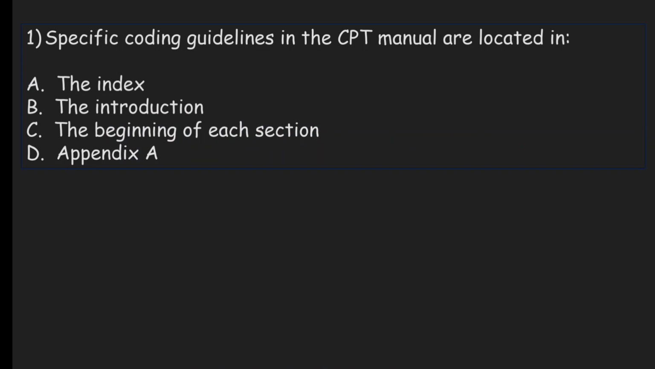First question, specific coding guidelines in the CPT manual are located in. So they're asking where the specific coding guidelines in the CPT manual are located, whether it is in the index, introduction, the beginning of each section or appendix A. Do you know the right answer? The right answer is option C, the beginning of each section.